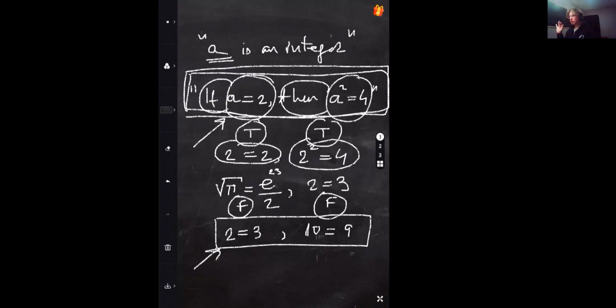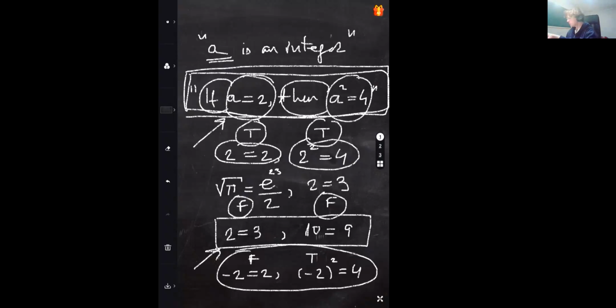Okay, now consider the following. If minus 2 equals 2, then minus 2 squared equals 4. This is false, and this is true. And the whole implication is true.